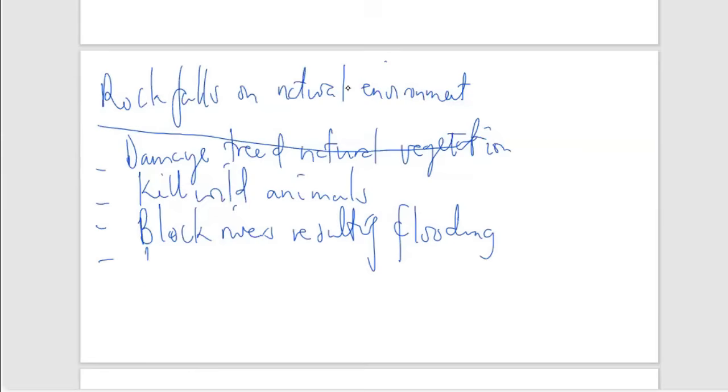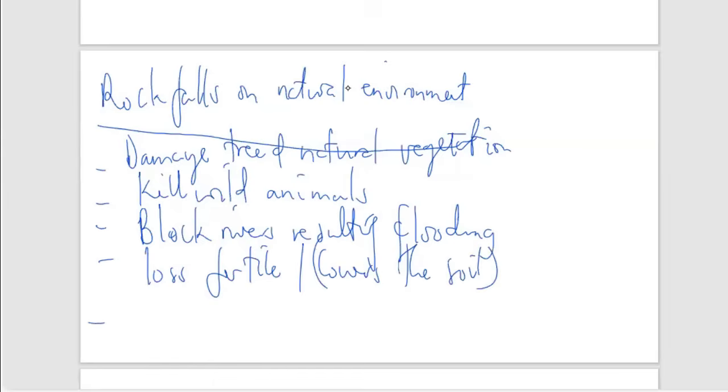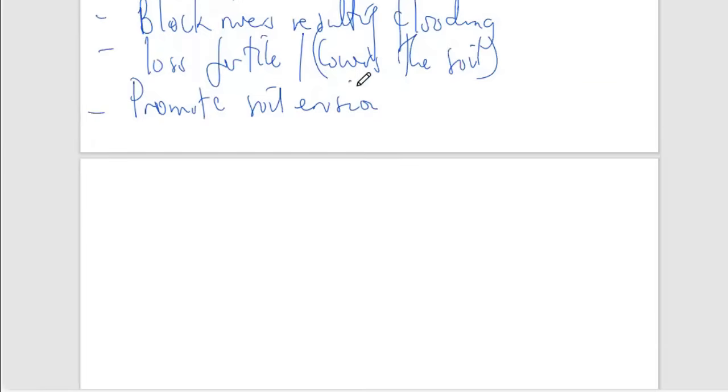It can also result in loss of fertile soil as it covers the soil. The rocks that would have fallen will cover the soil and will reduce the amount of fertile soil. And also, they promote soil erosion. As the rocks fall along, they can create pathways that are likely to be followed by running water, and those pathways will gradually develop into gullies, which is a factor of soil erosion. Those are some of the ideas that you can use to answer that question.